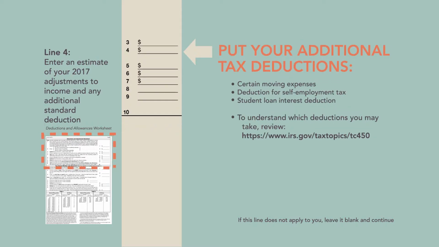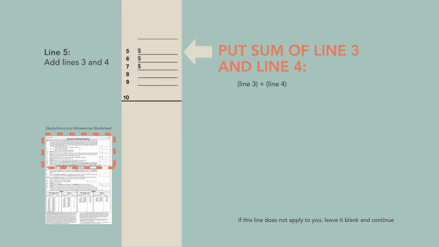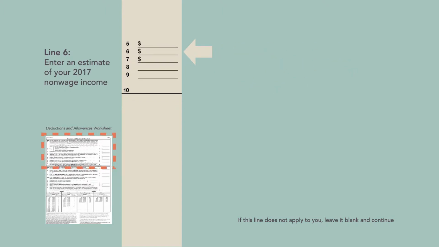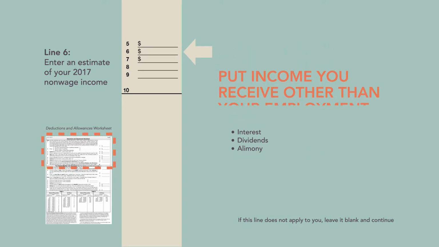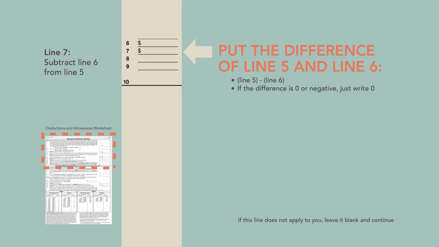On line 4, write your additional tax deductions. To identify all potential tax deductions, follow the provided link. On line 5, write the sum of line 3 and line 4. On line 6, write the total income you received other than your employment wages, such as interests, dividends, alimony, unemployment compensation, or self-employment income. On line 7, write the difference of line 5 and line 6. If the difference is 0 or negative, just write 0.